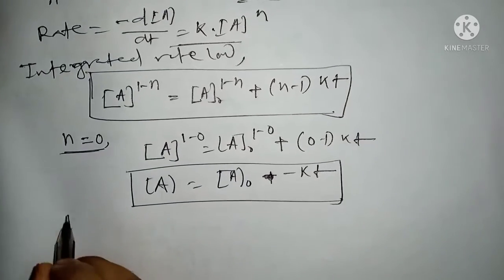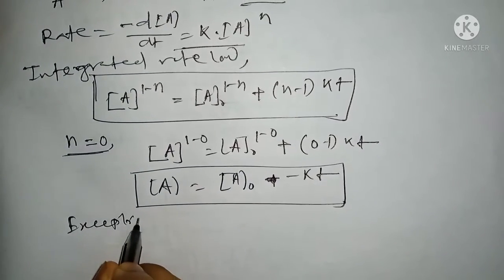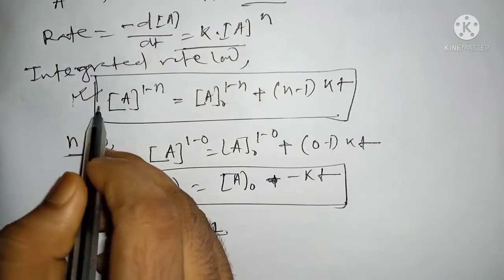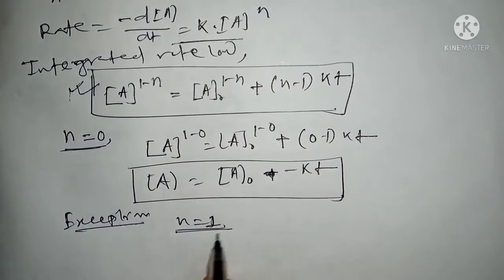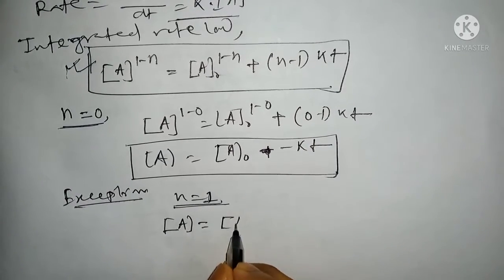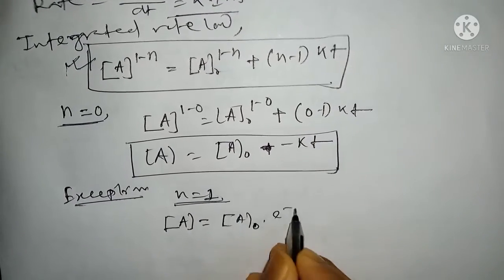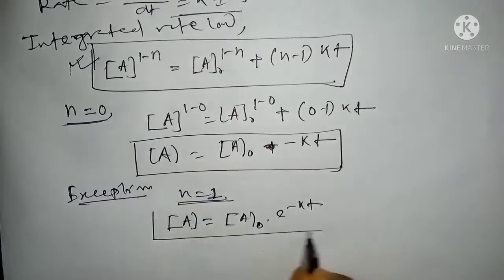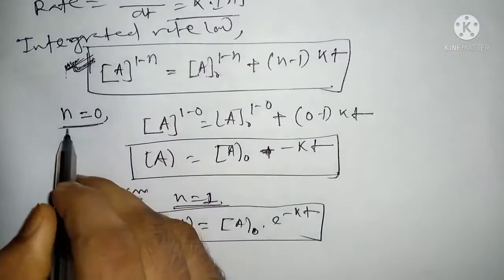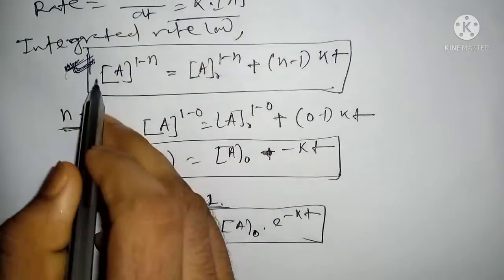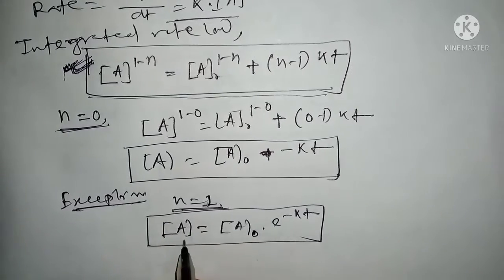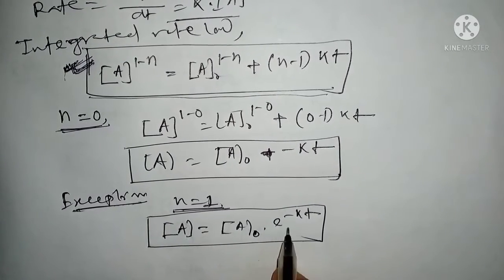Now an exception: in the case of a first order reaction, this rate law equation is not valid. For a first order reaction, the rate law is another equation, [A] equals [A0] times e to the power minus kt. So remember this. For every other order, n equals 0, 2, 3, 4, this relation is valid. But in the exceptional first order reaction, [A] equals [A0] times e to the power minus kt.